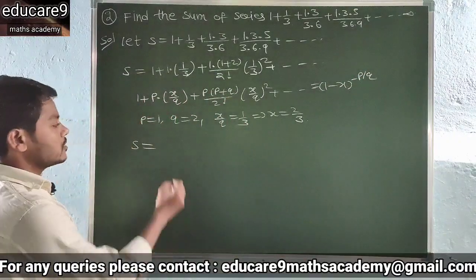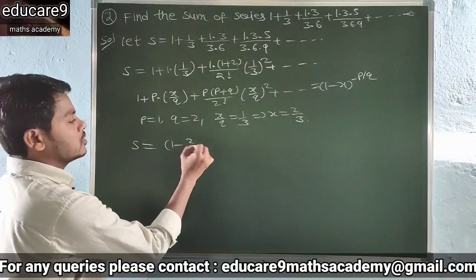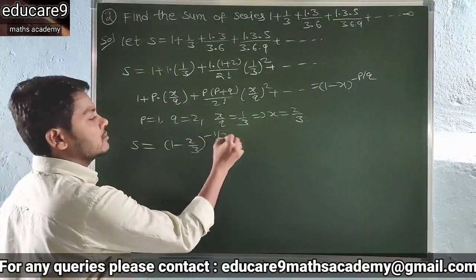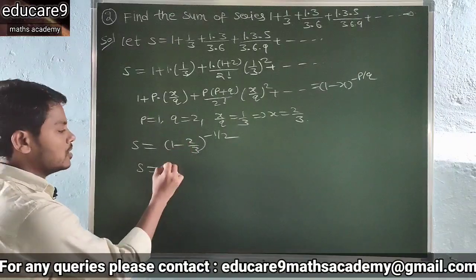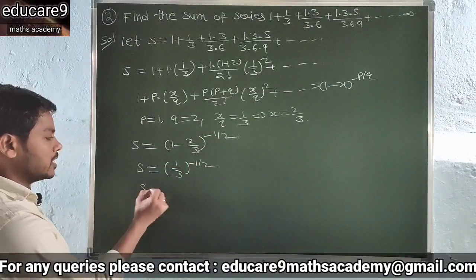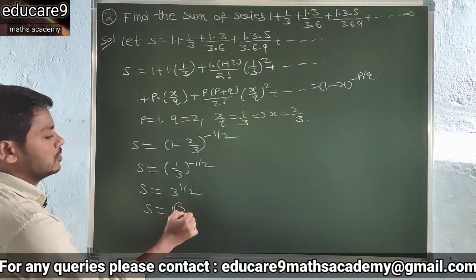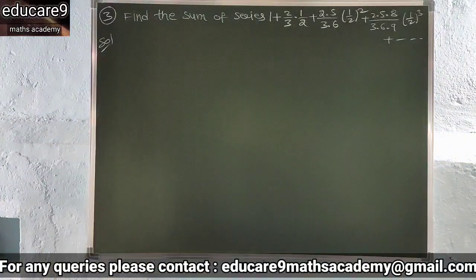Okay, so therefore S is equal to (1 minus x) to the power of minus p by q, that is (1 minus 2 by 3) to the power of minus 1 by 2. So S is equal to what? (3 minus 2, 1 by 3) to the power of minus 1 by 2. So therefore S is equal to 3 to the power 1 by 2. So S is equal to root 3. So this is the sum of the given series.